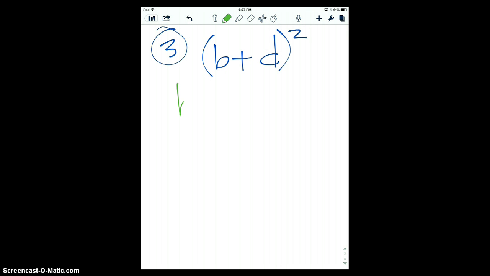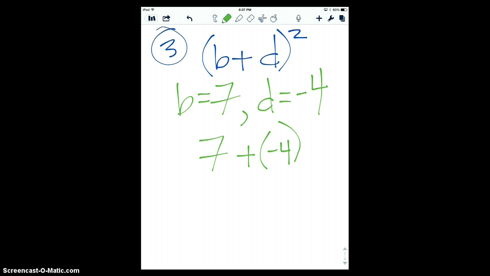So let's say B here is 7, and D is -4. So I'm going to evaluate this thing. I take out the B, put in the 7. Take out the D, put in the -4. Put in my parentheses with a square.